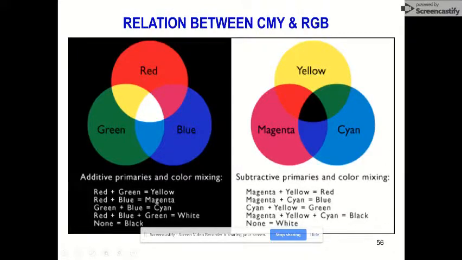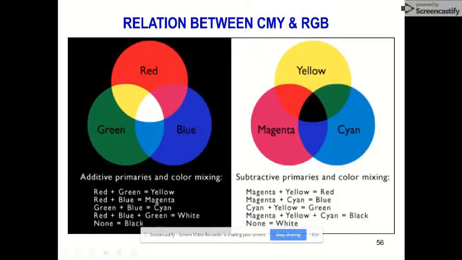Similarly, on the other hand, you have the CMY Venn diagram. In this, you can see that in the presence of cyan, magenta, and yellow, you'll get a black color. In the absence of cyan, magenta, and yellow, you'll get a white color. So which means that in the white light, if you are separating cyan, magenta, and yellow, then you have nothing. So it's used to display in a black color. So if you don't have anything, then you have the white color.